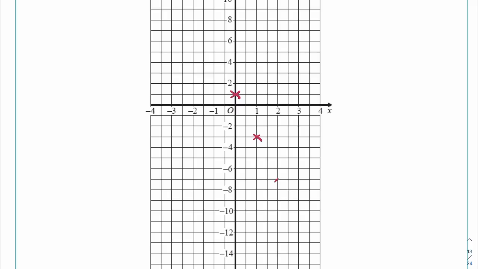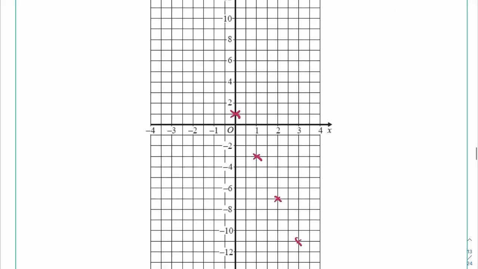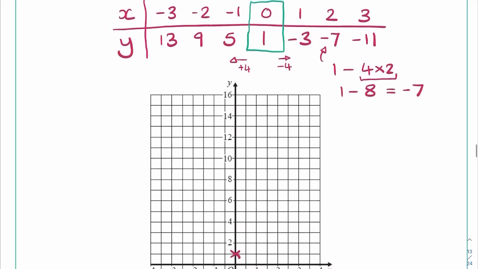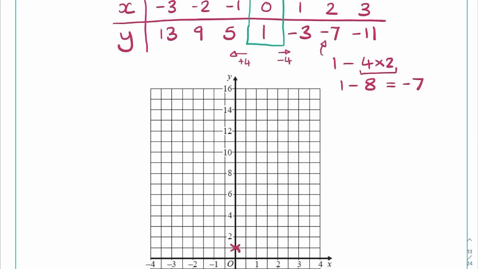So 2, -7 is here. And I can already see now that for every point, I go across 2, down 4. So I can keep following that pattern. If I go across 2 from that latest point, down by 4, it ends up just here. And that matches the negative 11 that we have in the table. For the next one, -1 and 5, I can see the numbers now, so it's a little bit easier to actually find these points.